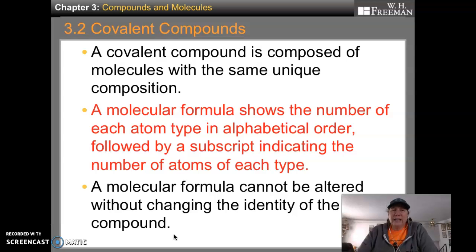Anyway, a covalent molecule is composed of molecules with the same unique composition. Okay, so they're together, they're very unique, and then you're going to have these molecules.